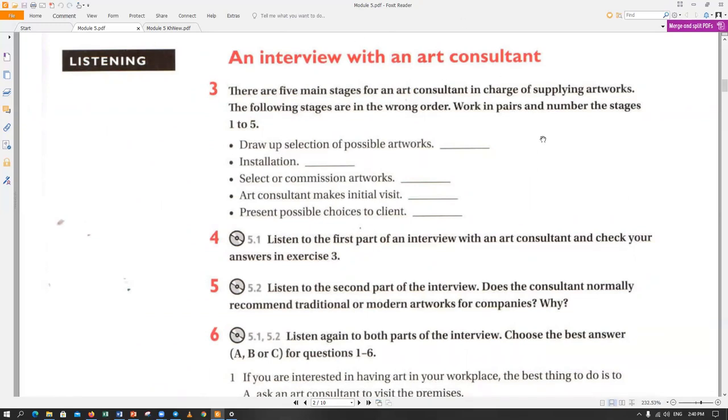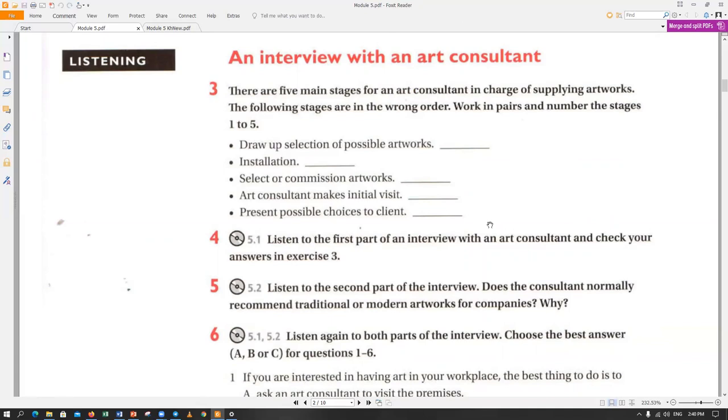So, like other units you learned before, we usually have tips or steps or stages in order. Now we have stages in order as well. So which one is stage one, put number one. Which one is stage two, put number two.